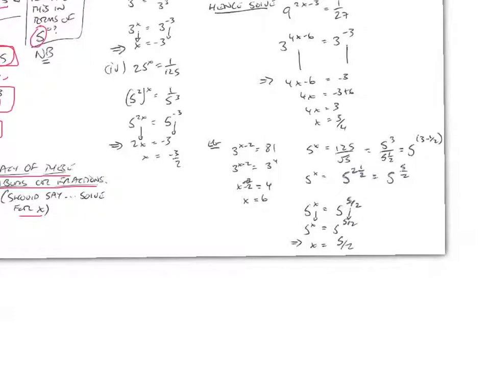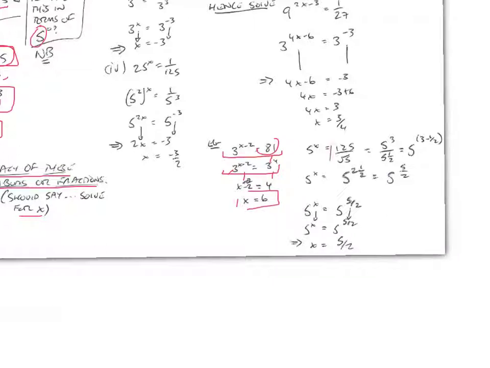Okay, another example here. 3 to the power of x minus 2 is equal to 81. So let's rewrite this in terms of 3. 81 is 3 to the power of 4. So 3 to the x minus 2 equals 3 to the power of 4. Those bases are the same, so we can just pull down: x minus 2 is equal to 4, x equals 6.